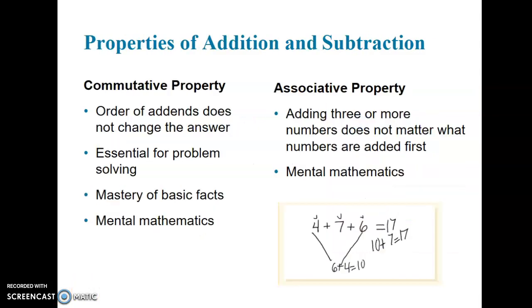The commutative property, sometimes known as the order property for addition, means you can change the order of addends and it does not change the answer. This property is essential in problem solving, counting on from the larger number, and mastery of basic facts. If you know 3 plus 9, you also know 9 plus 3. And for mental mathematics, there is value in spending time helping children construct these relationships.